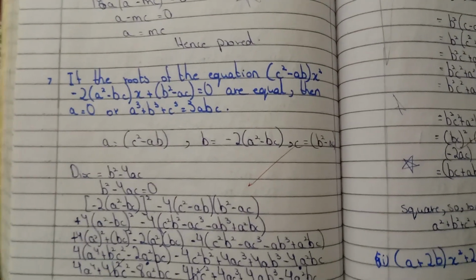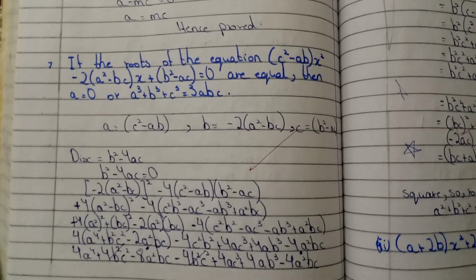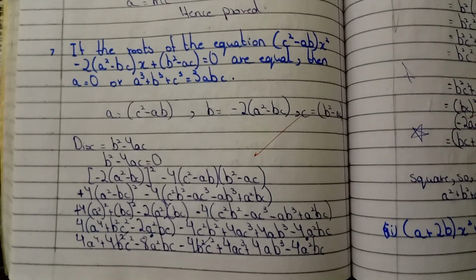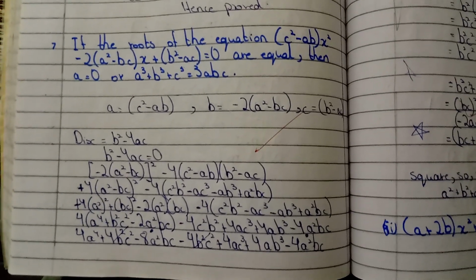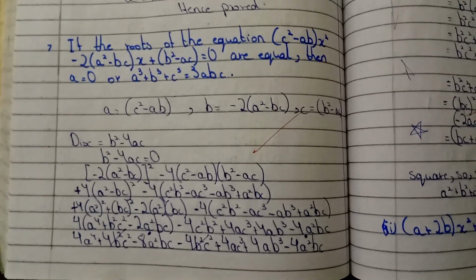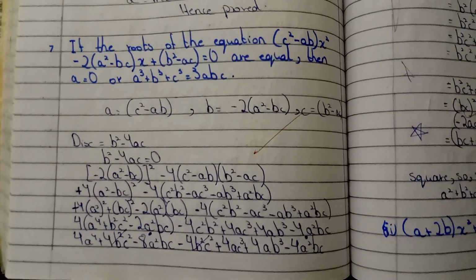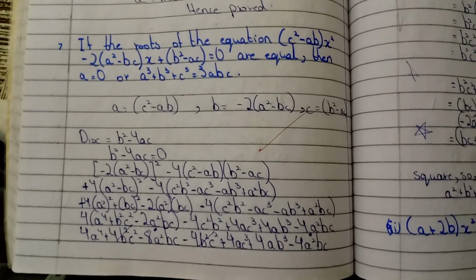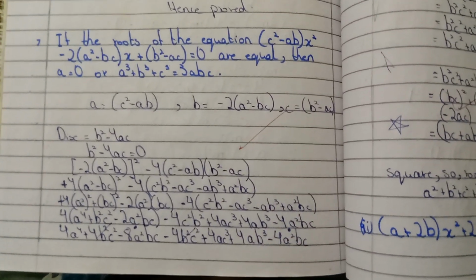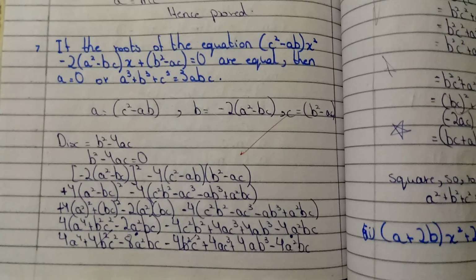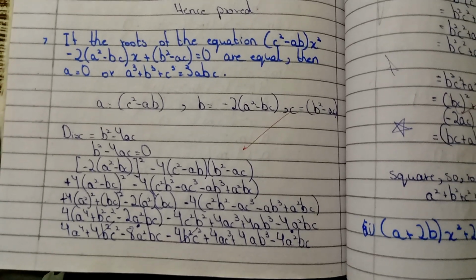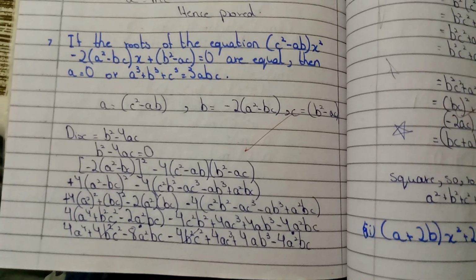If the roots of the equation (c² − ab)x² − 2(a² − bc)x + b² − ac are equal. So again the formula is same, b² − 4ac is used. So a is c² − ab, b is −2(a² − bc), and c is b² − ac. By putting the values in the formula, we have got (−2(a² − bc))² − 4 times a, then c.